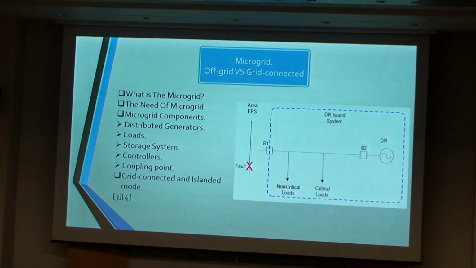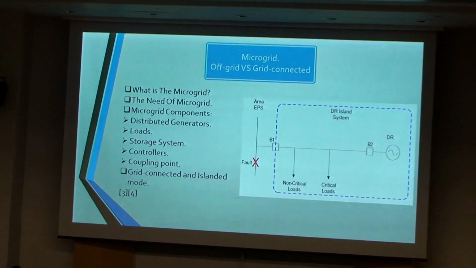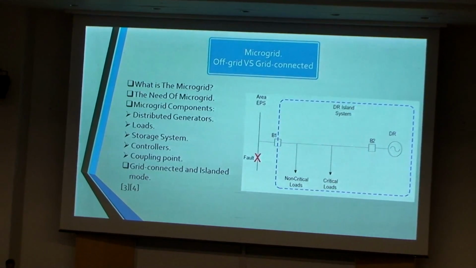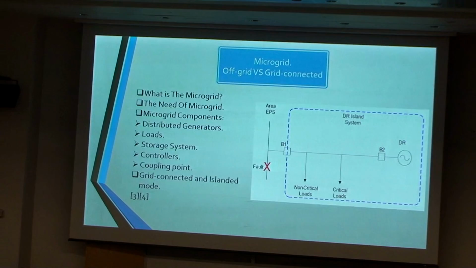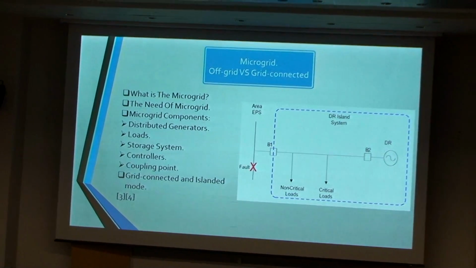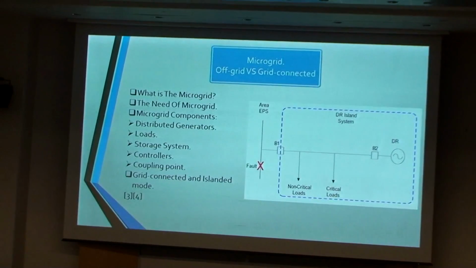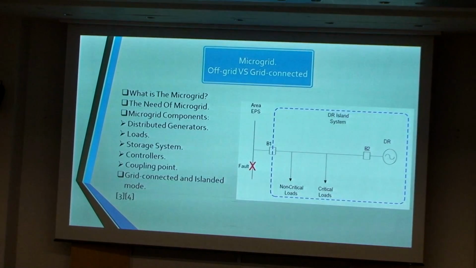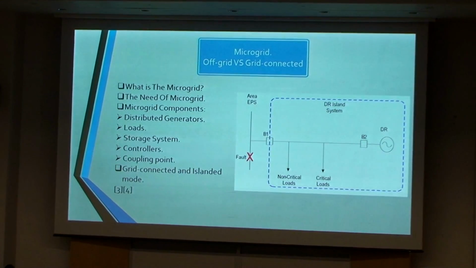So first, what is the microgrid? The microgrid is a domestic and limited energy system that contains distributed resources and loads and optionally storage units. Why do we need the microgrid? We need the microgrid because it enhances the efficiency and it guarantees more contribution for renewable energy, and it also increases the reliability and sustainability.